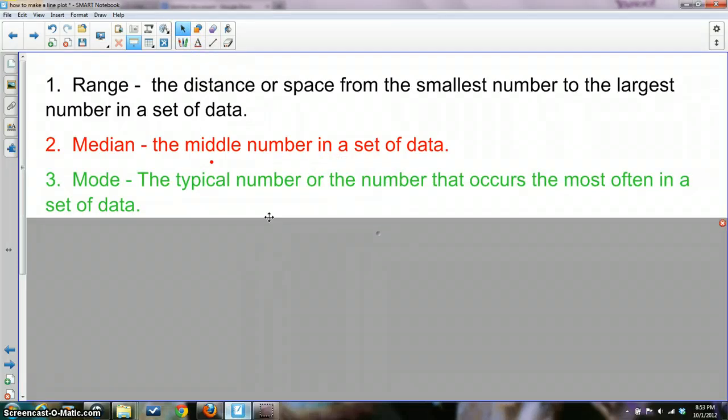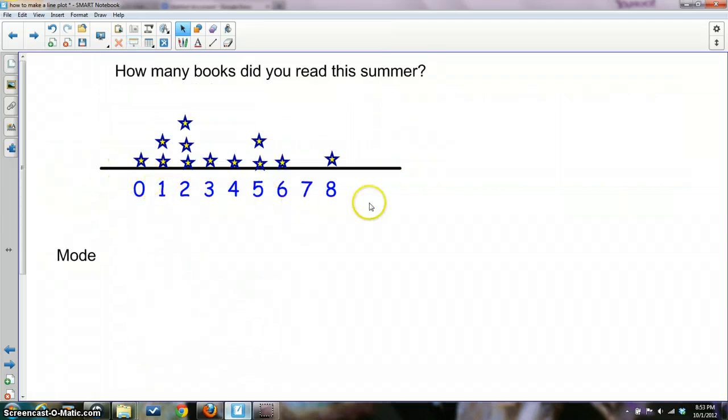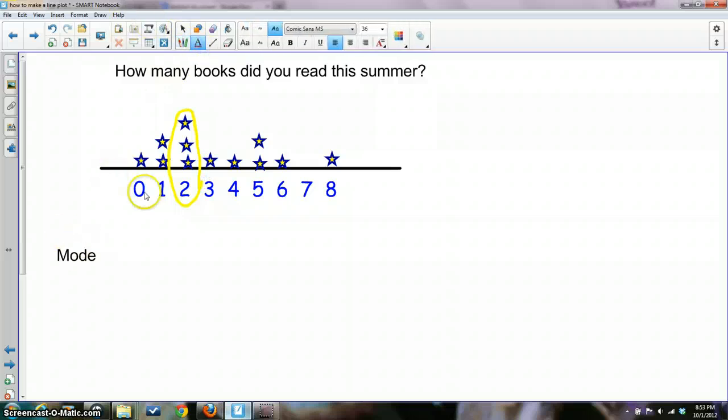All right, great. So now let's move on to our next way to describe data, and that is the mode. The mode is the typical number or the number that occurs the most often in a set of data. So here we have the line plot that we made. I asked the people how many books they read. So I want to know what's the typical answer. What did most people say? So I'm going to look and see which one has the most stars or X's or whatever shape it is above the number. So what do you think? What was the most common, most typical answer? If you said 2, you're right, because there's more X's over the number 2 than anywhere else. So the mode is 2.